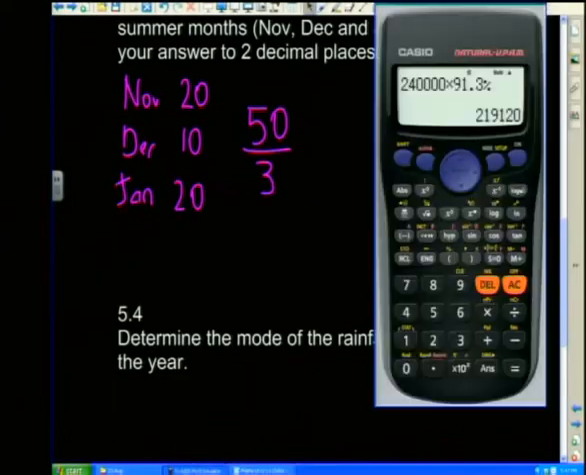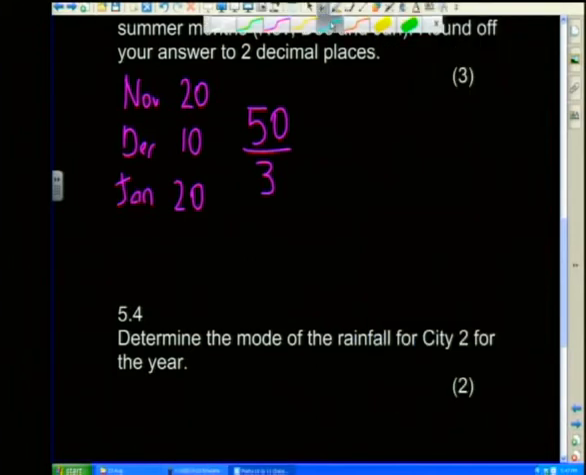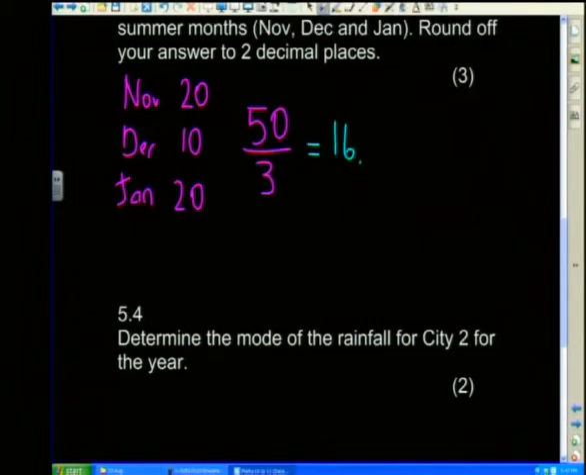Now, get my calculator out. So 50 divided by 3, 16.67. And remember, these were millimeters, so we continue to use millimeters. Determine the mode of the rainfall for City 2 for the year. So the mode, we're looking for the month where it rained the same.